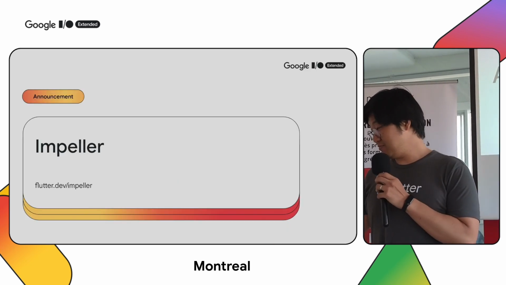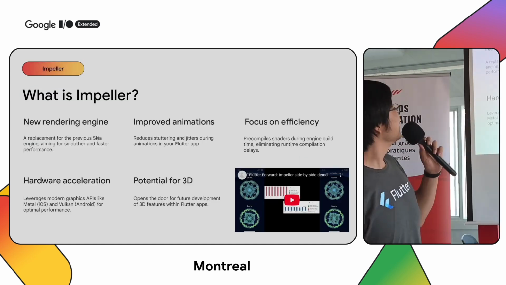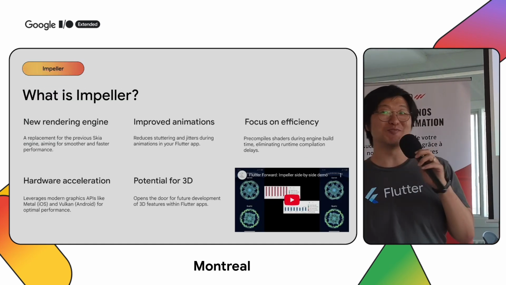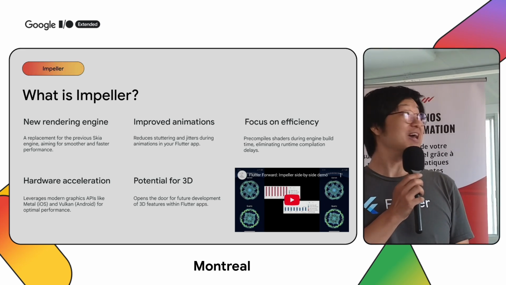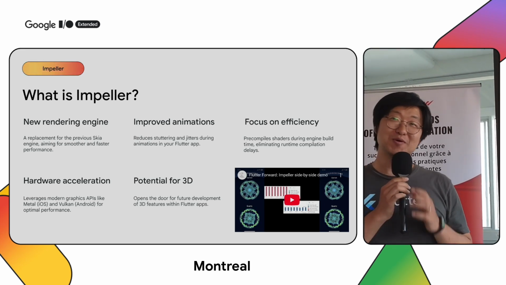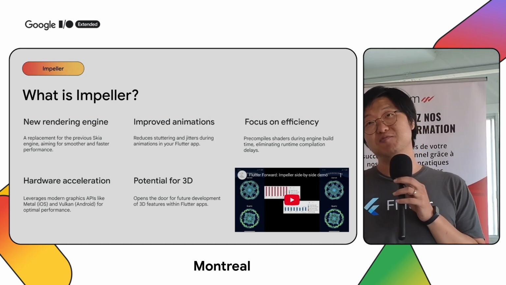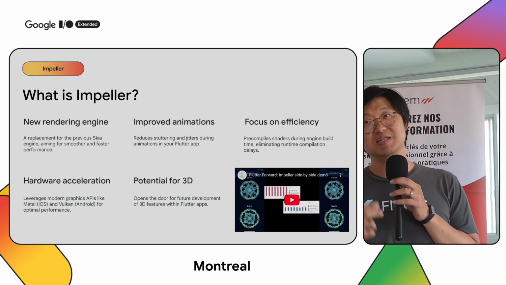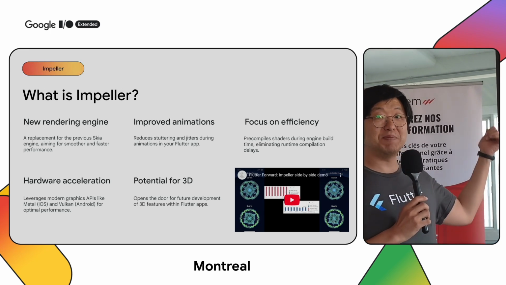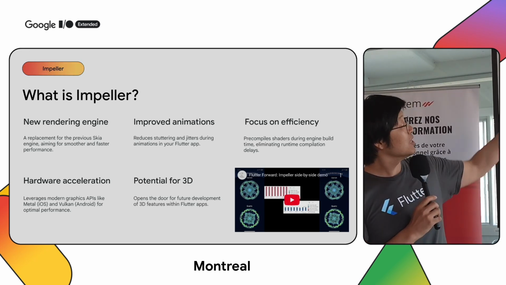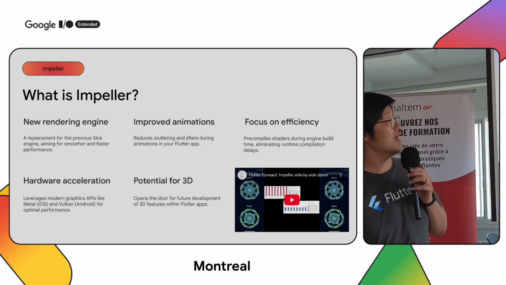All right, so more announcements. Impeller. What is Impeller? It's a new rendering engine for Flutter. Flutter used to use a rendering engine called Skia. There was a bit of a performance issue when you did heavy animation: the frame rate would drop, or sometimes it looked like stuttering. So Google is fixing that by replacing the rendering engine with Impeller. That improves the animation, and they are really focusing on efficiency.